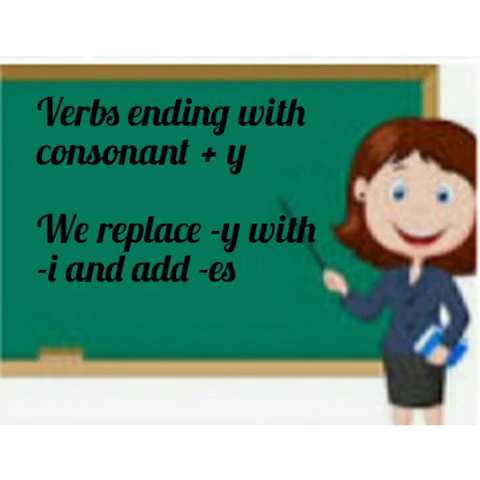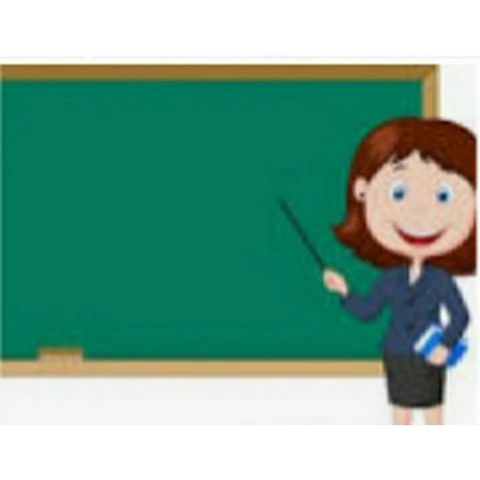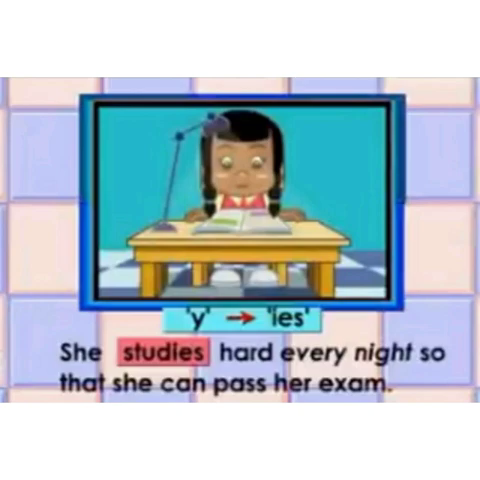For verbs ending with consonant and y, we replace y with i and add es. For example, look at the verb study. It is ending with a consonant and y. So y is replaced with i and es is added. In the same way with the verb worry. It ends with a consonant and a y. So y is replaced with i and es is added. You can see an example here. She studies hard every night so that she can pass her exam.